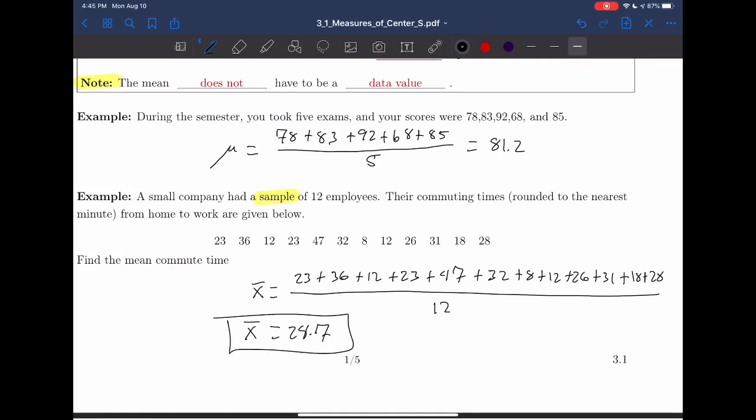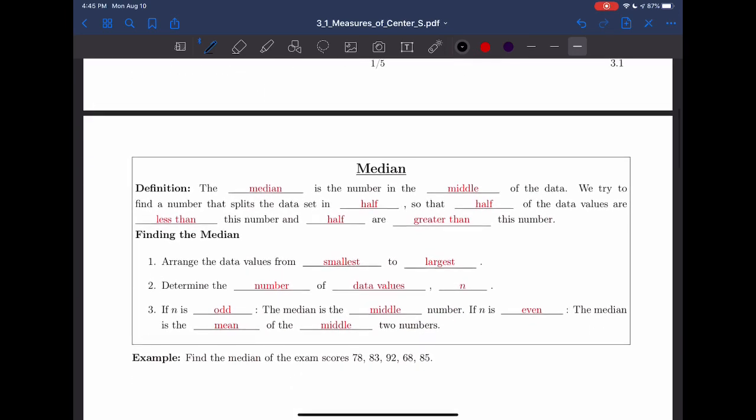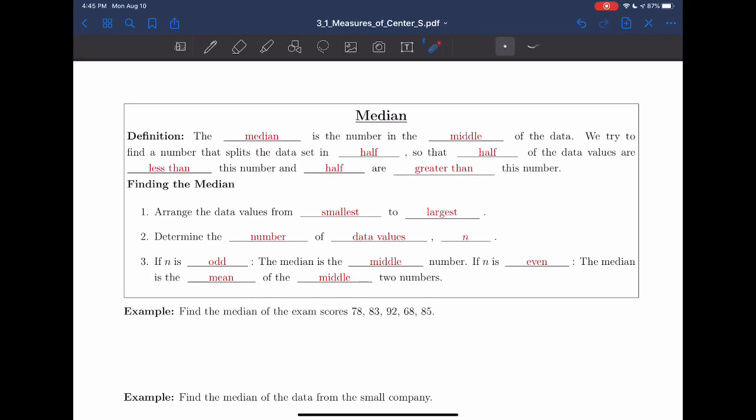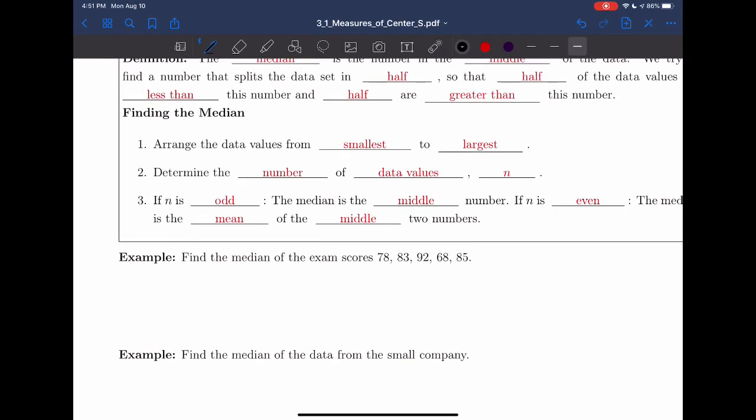Another thing we could do is find the median. The median is just the number that's right in the middle of your data set. So how do we find the median? Well, you have to arrange your data set from smallest to largest. Then you want to determine the number of data values, which is n. Another way to say it is finding the number of observations in your data set. If n is odd, then the median is the middle number. But if n is even, then the median is the mean of the middle two numbers, or the average of the middle two numbers.